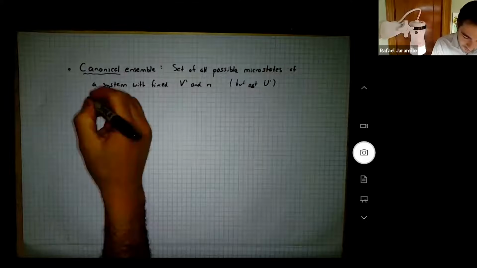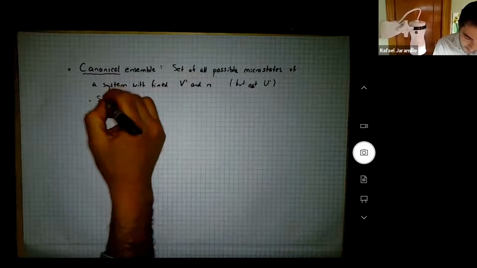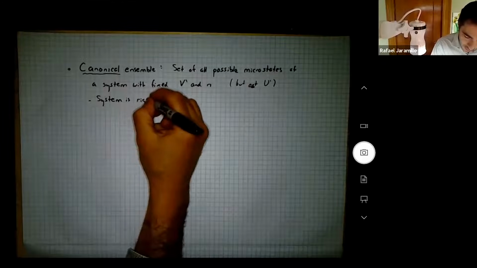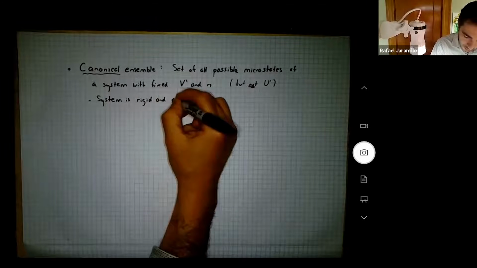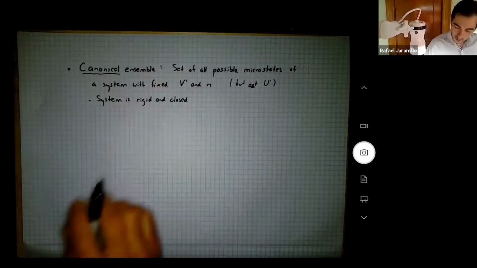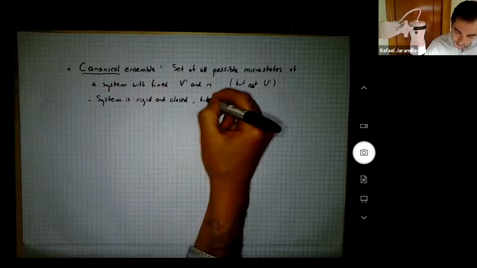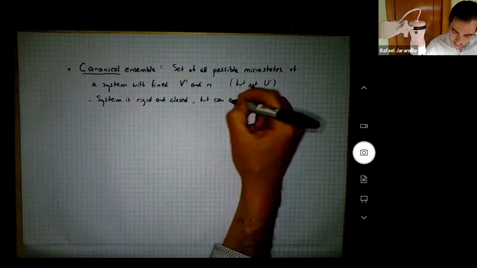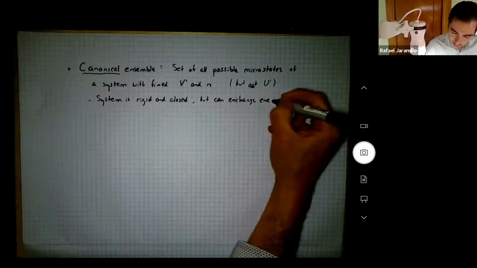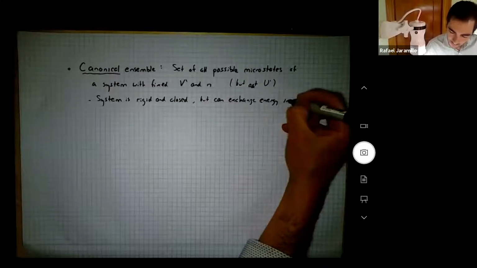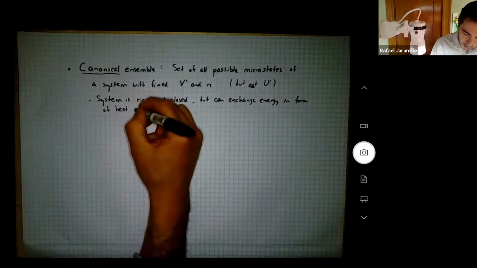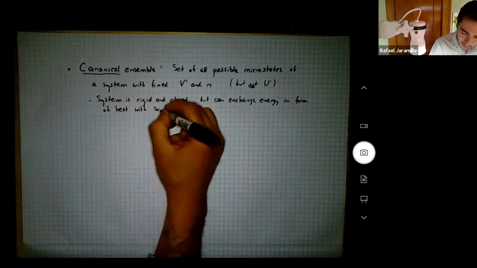The system is closed, it's rigid and closed. So volume and mass are conserved. The system is rigid and closed, but can exchange energy in the form of heat with surroundings.